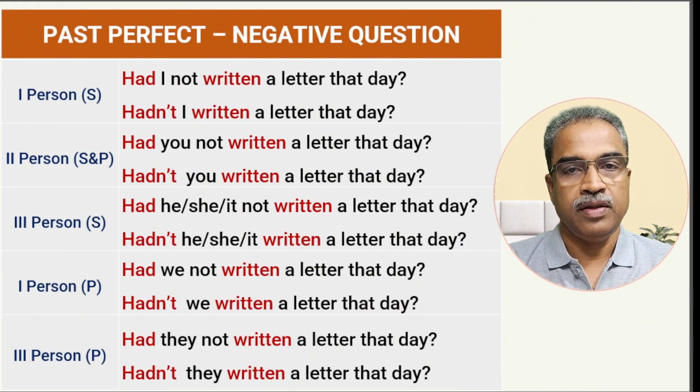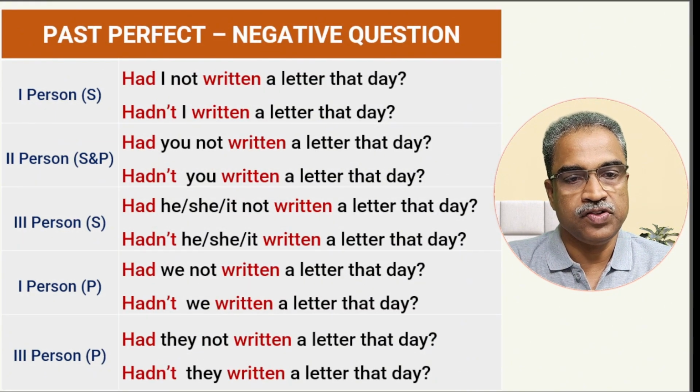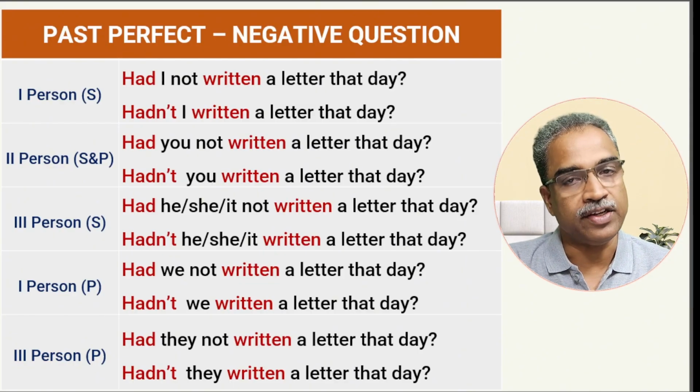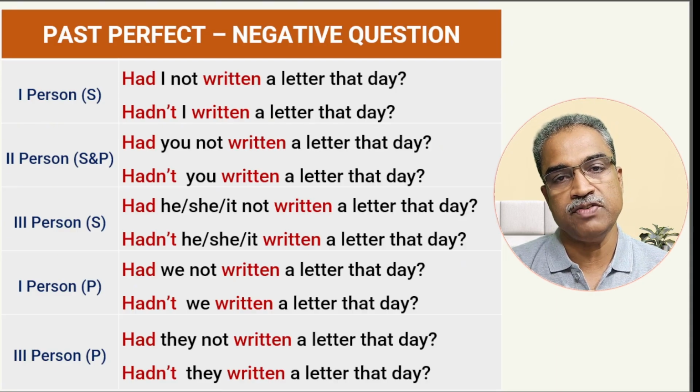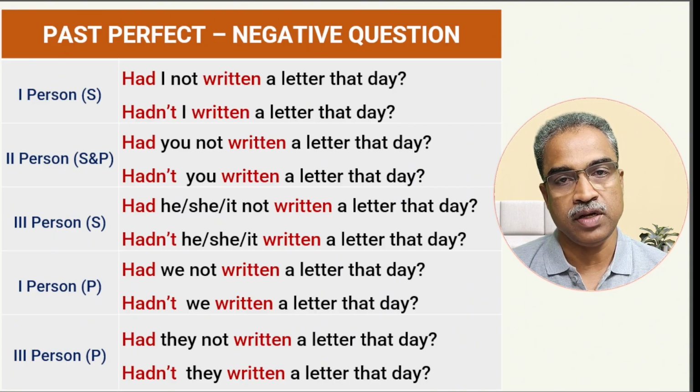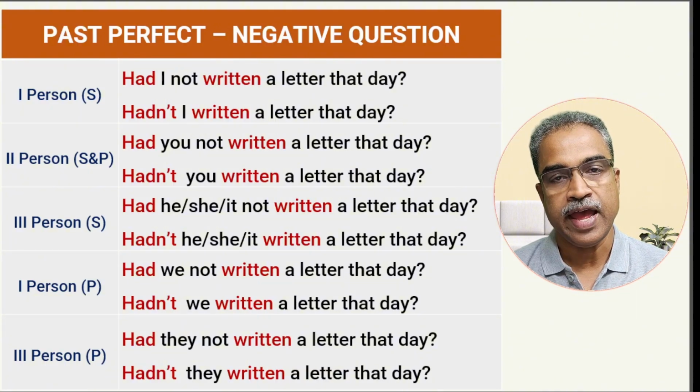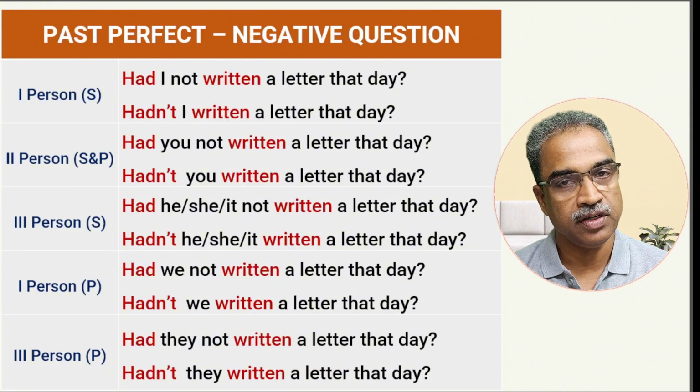Well, again, the first person singular. So we are now going to make questions which are negative. So let us just go back to the negative statement. I had not written a letter. Put the had first, the auxiliary verb. Had I not written a letter? Had I not written a letter?